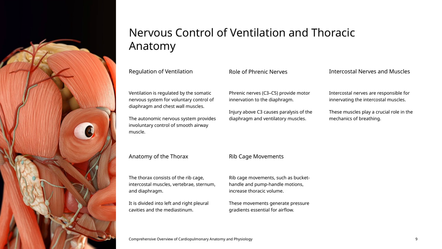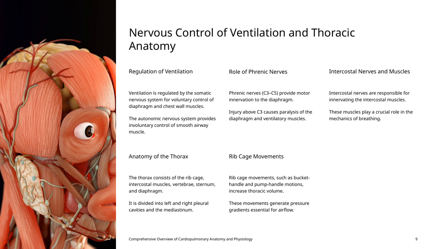The thorax itself is made up of several key structures: the rib cage, intercostal muscles, vertebrae, sternum, and diaphragm. It's divided into the left and right pleural cavities, which house the lungs, and the mediastinum, the central compartment containing vital structures. Now, moving to the nerves involved, intercostal nerves innervate the intercostal muscles, which are vital for the mechanics of breathing. These muscles contract and relax to help expand and compress the thoracic cavity during respiration.